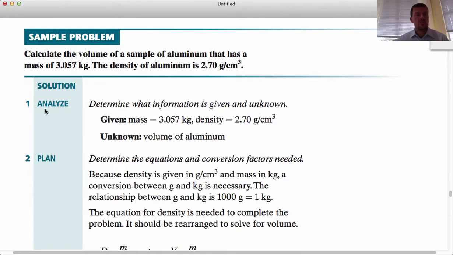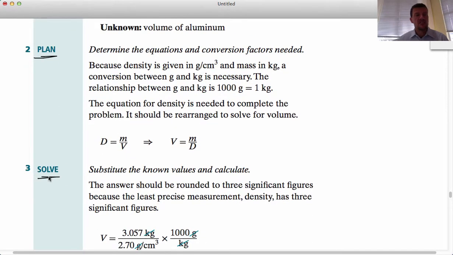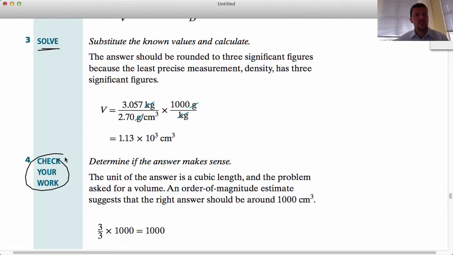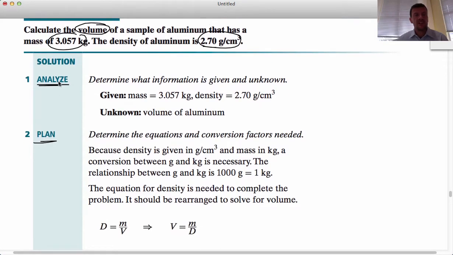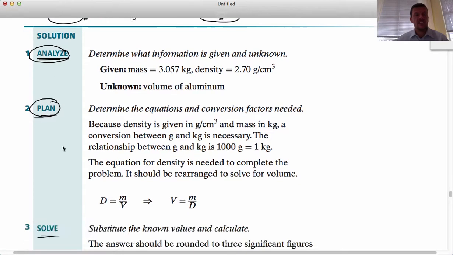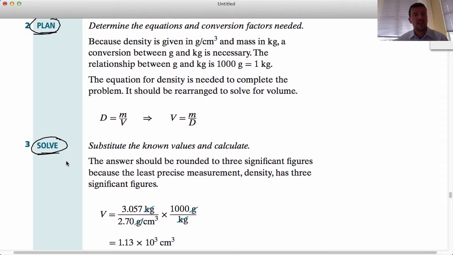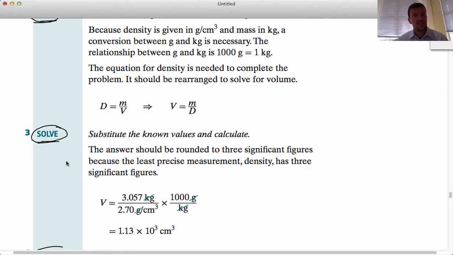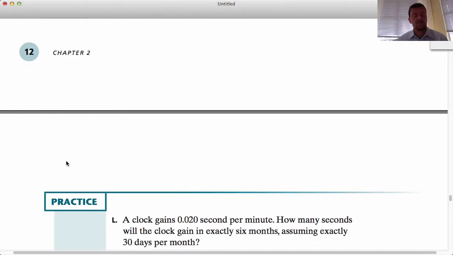So here's where you're going to, you notice there, I want you to apply the analyze, plan, solve, and check your work. So this is a problem where you are finding the volume when you know the mass and the density. We did one like this before, so I'll let you read through this and see how they're setting this up, which is very methodical, very systematic, and very good, by the way. Okay? You'll make fewer mistakes if you are careful in setting up your work.